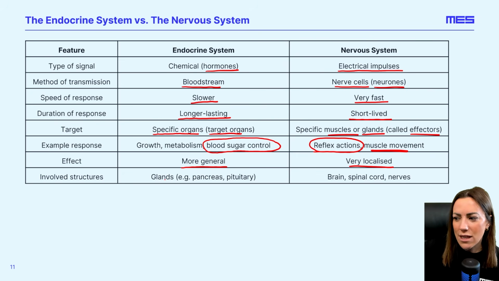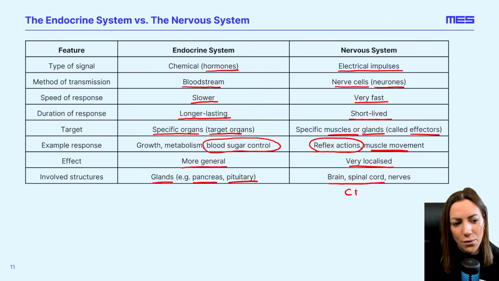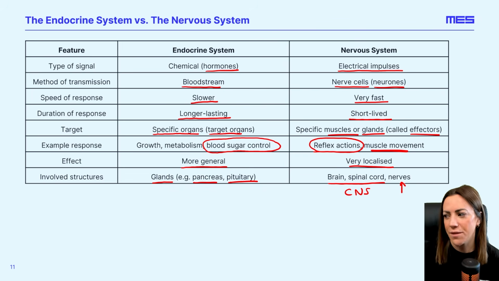The endocrine system obviously involves glands, such as the ones we've just labelled, including the pancreas, the pituitary gland, the thyroid gland, whereas the nervous system involves your brain and spinal cord, which are called your central nervous system, and then all of your other nerves, sensory neurons and motor neurons that you find throughout your body.